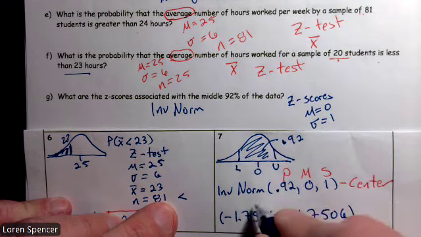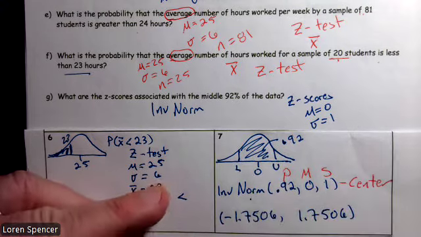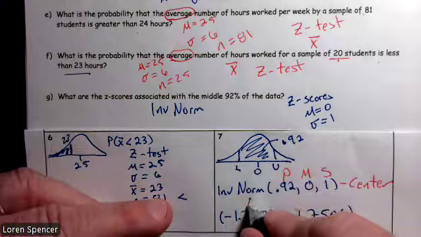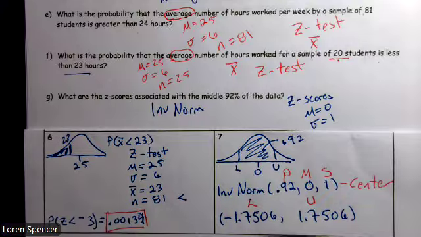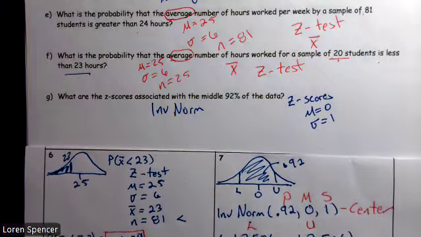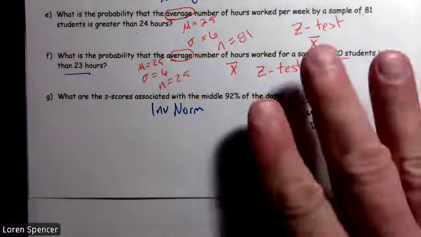1.7506. This becomes my lower bound, which I need to label, and this is my upper bound. And I know that 92% of the data are between those two values. All right, continuing on.